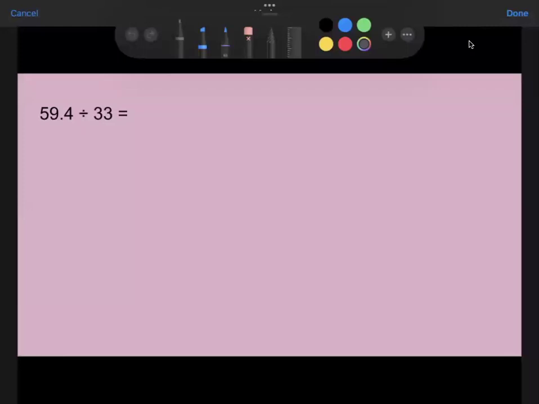Okay, here's our next example. We're going to take 59.4 and divide it by 33. So again, I'm going to go ahead and put that 59.4 here, put a division bracket around that, and put a 33 on the outside. Okay, so first step is going to be to place the decimal above where it is in the problem into the answer space. So I'm going to put this decimal up here, right there.